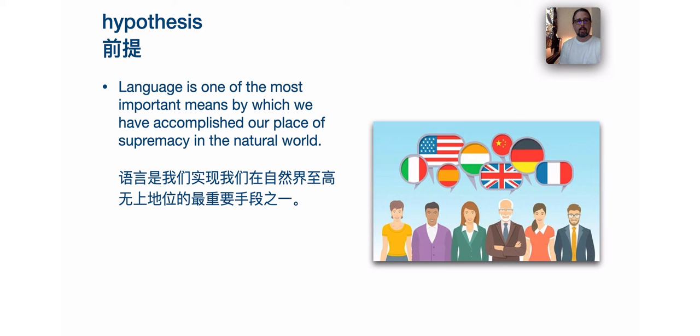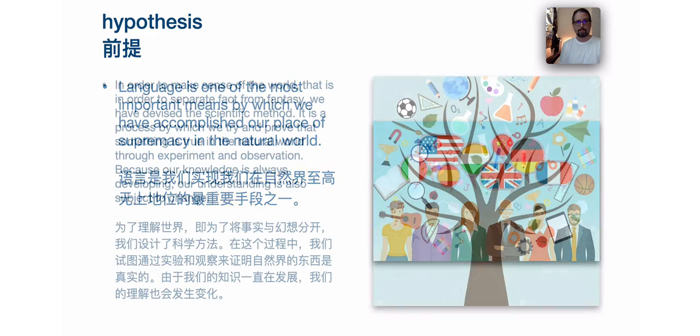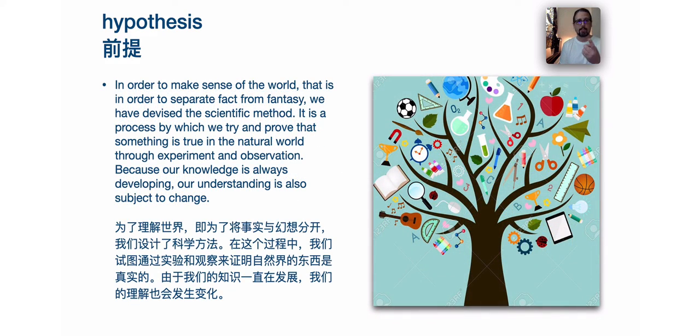In other words, we can act collaboratively or collectively through language, through communication. In order to make sense of the world, that is, in order to separate the fact from the fantasy, we have devised the scientific method. It is a process by which we try to prove something is true in the natural world through experiment and observation. Because our knowledge is always developing, our understanding is also subject to change.